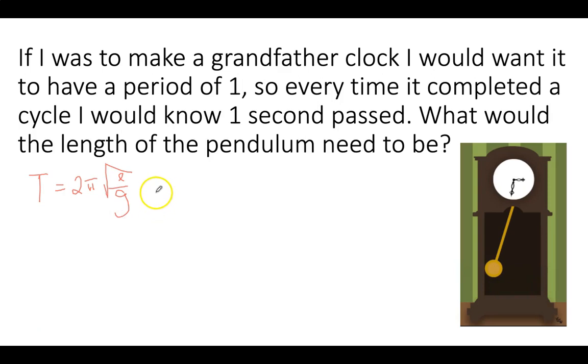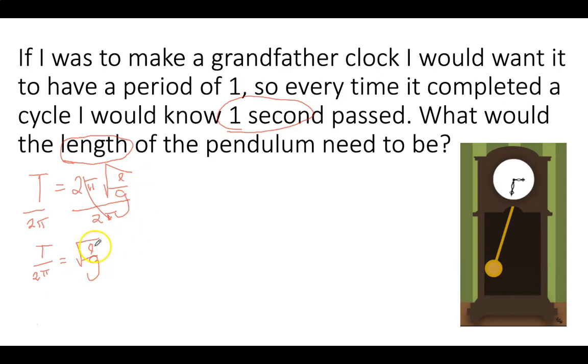Now if you notice here, what I am looking to solve for is the length. I know the time. The time is 1 second. I want it to be 1 second. So I know this. I want the length and I know G. So what I need to do on this formula is solve for L. Let's walk through how to do that. First thing you want to do to solve for L is divide both sides by 2 pi, and that'll cancel it from this side. And we've got time divided by 2 pi is equal to square root of L over G.